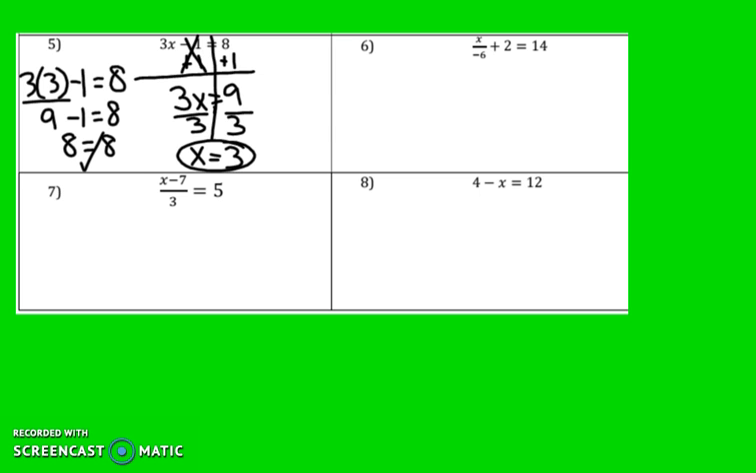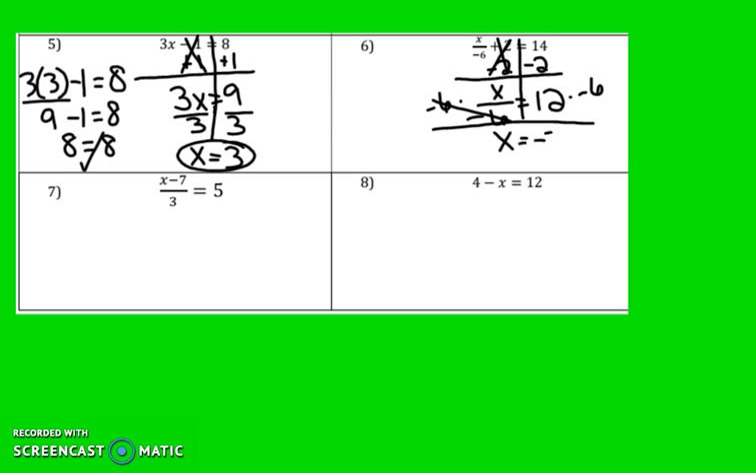If we look at number 6, again, we want to start with the term that does not have a variable. In this case, 2 is my constant, and it's adding 2 to both, so we're going to subtract 2 on both sides. Those will cancel, and I'm left with x divided by negative 6 equals 12. Well, from here, it's a fraction. And again, remember, a fraction is division. So we're going to multiply both sides times negative 6. Those cancel, and I'm left with x equals negative 72.